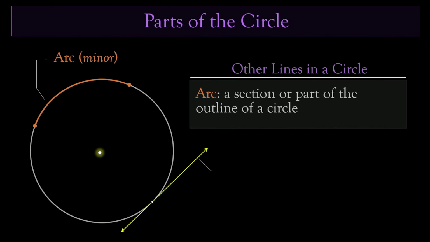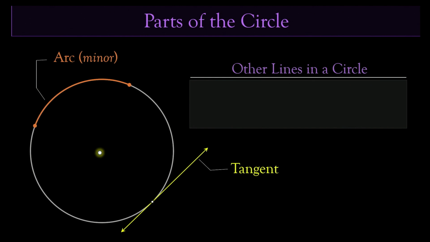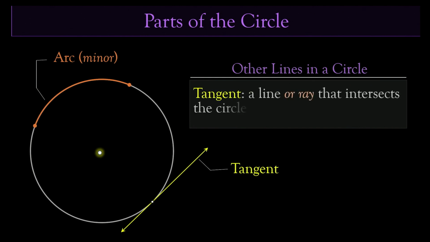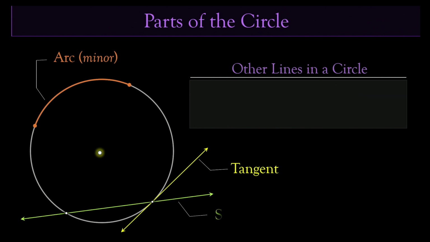Okay. Then we have a line that touches the circle at exactly one point. It's called a tangent. A tangent is a line, or sometimes called a ray, that intersects the circle in exactly one point. So it intersects or it touches the circle at exactly one point. Right?